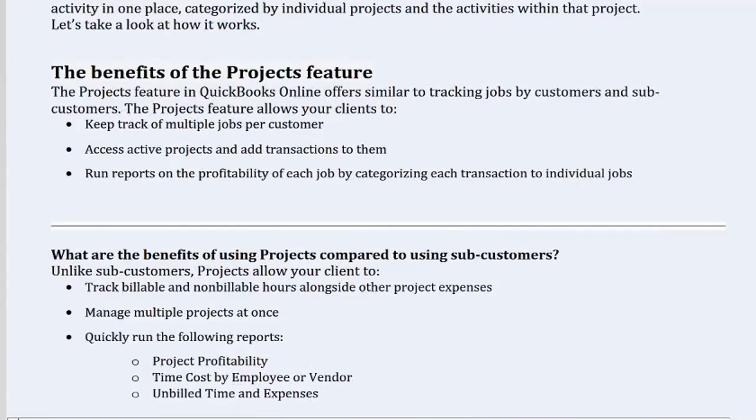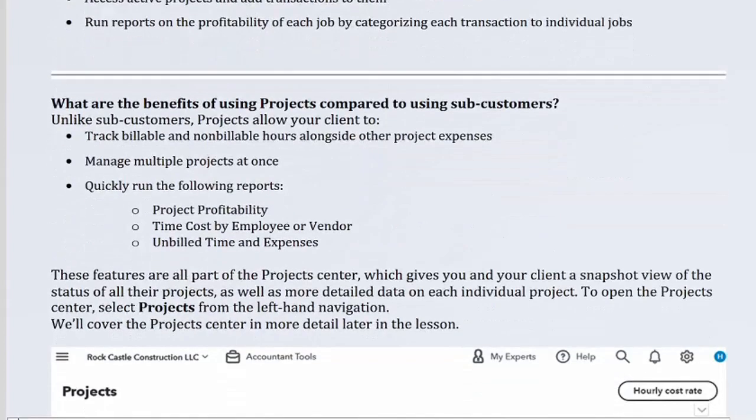The benefits of the projects feature. The projects feature in QuickBooks Online offers similar functionality to tracking jobs by customers and sub-customers. The projects feature allows your clients to keep track of multiple jobs per customer, access active projects and add transactions to them, and run reports on the profitability of each job by categorizing each transaction to individual jobs. What are the benefits of using projects compared to using sub-customers?